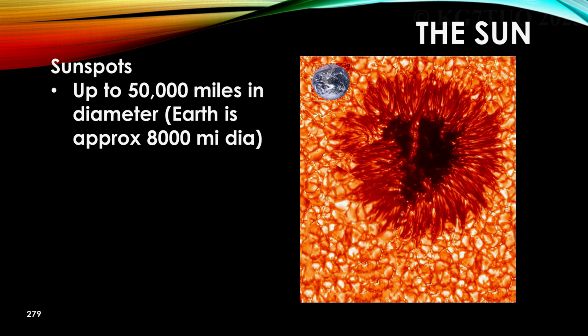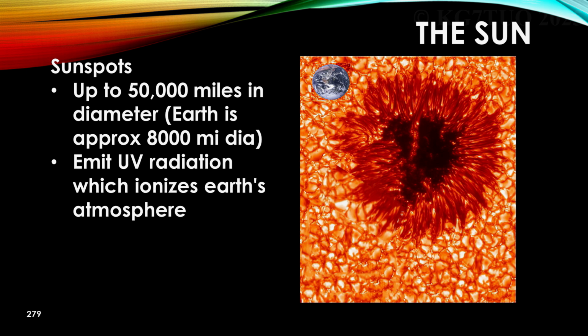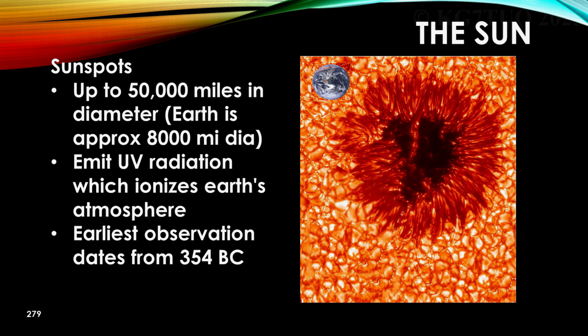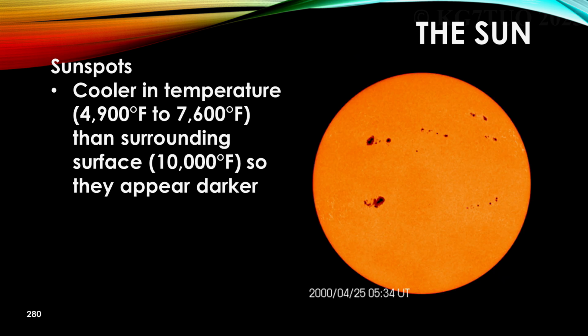Occasionally, when they're that big, they're naked eye. If you have a little solar filter you can hold up, you can literally see it with your naked eye. Something that big. And the Chinese have been recording these for centuries. They emit UV radiation that ionizes Earth's atmosphere and allows us to refract signals off the ionosphere.